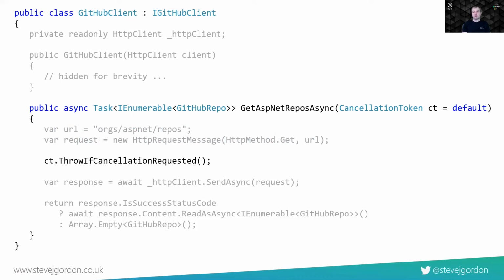Now, chances are people won't cancel that quickly. So we're also going to pass this token down to SendAsync and ReadAsync as well. These will also cooperatively cancel at the appropriate places. All of this is about stopping work, CPU work or memory pressure on our system, if someone no longer requires it. Now, how are we going to signal the cancellation?